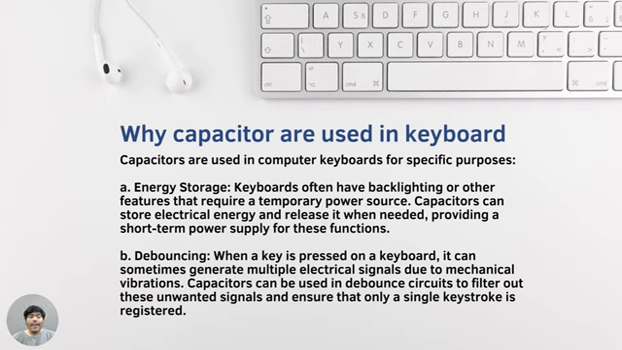B. Debouncing. When a key is pressed on a keyboard, it can sometimes generate multiple electrical signals due to mechanical vibrations. Capacitors can be used in debounce circuits to filter out these unwanted signals and ensure that only a single keystroke is registered when an individual types.